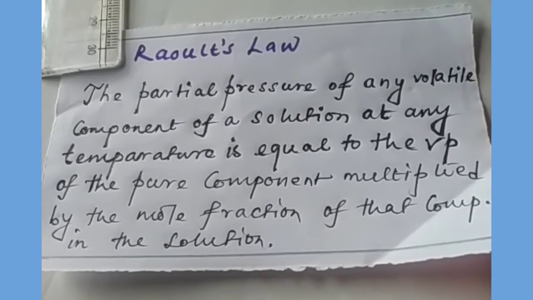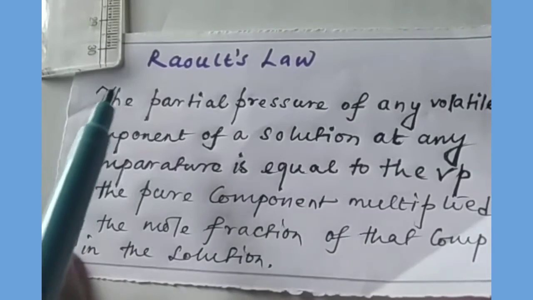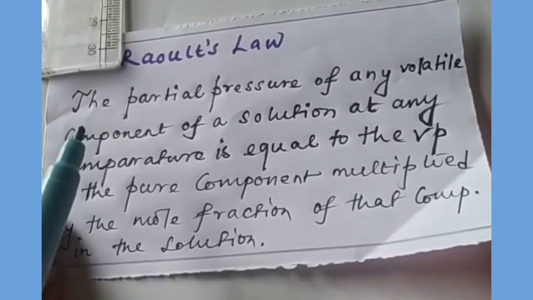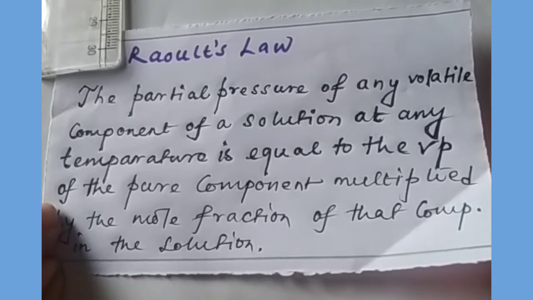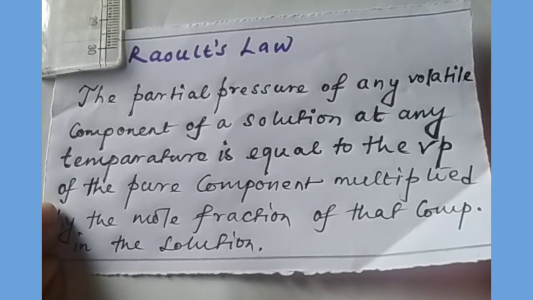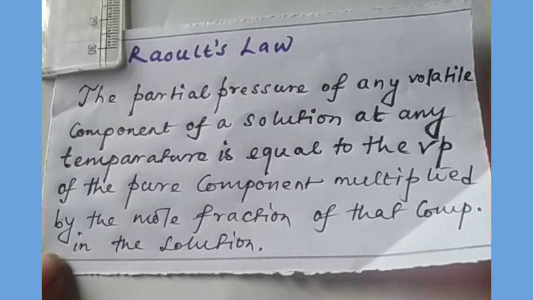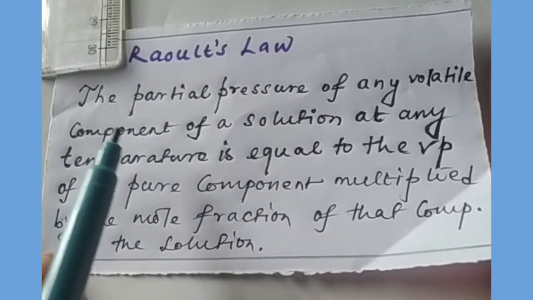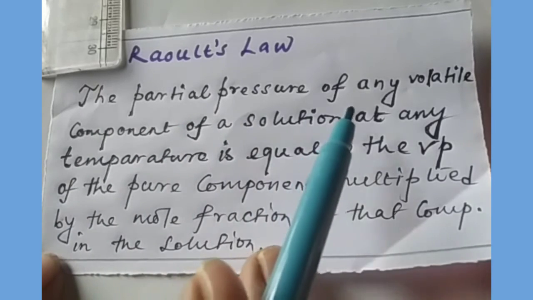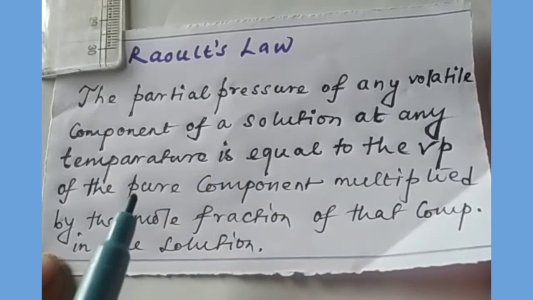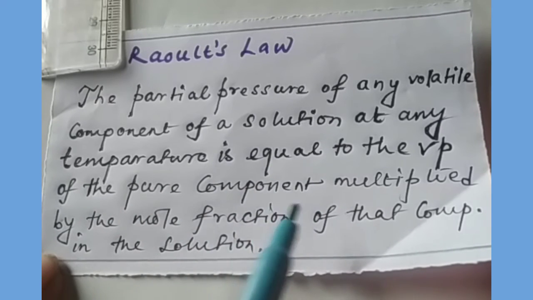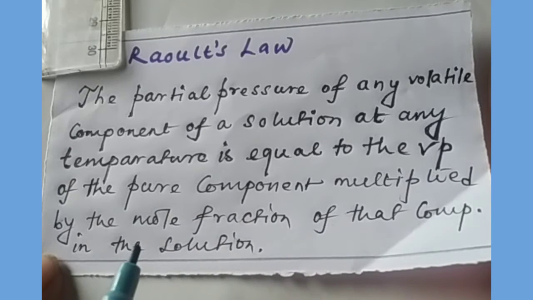Right, so let's start. Today we will discuss Raoult's law. Basically, Raoult's law comes from the French chemist F. Raoult. He studied the vapor pressure of a binary solution of volatile liquids, for example benzene and toluene, at a constant temperature, and from this a general theory was formed that is known as Raoult's law. The law states that the partial pressure of any volatile component of a solution at any temperature is equal to the vapor pressure of the pure component multiplied by the mole fraction of that component in the solution.